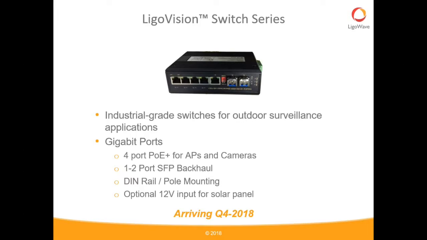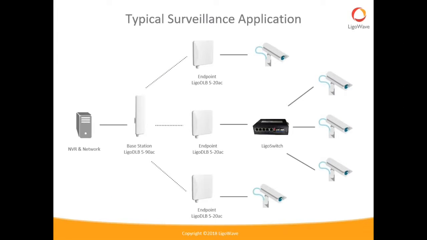So if you're doing a solar panel at a remote pole, typically the output is 12 volts DC out of the solar panel array, and you can power this directly out of the solar panel without needing additional converters. And again, this will also be arriving probably early Q4.